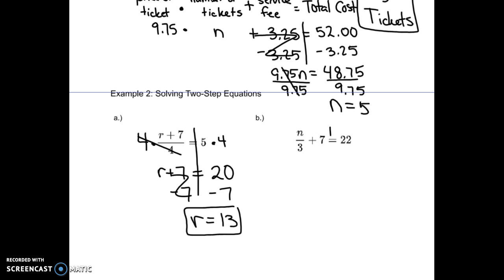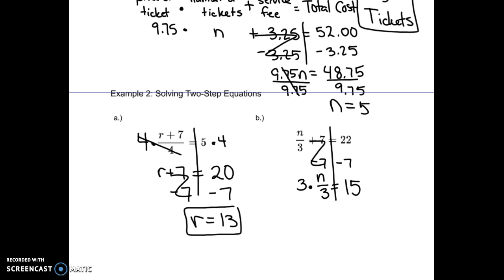Same thing for B. If I were to do this problem, the first thing I would do is divide by 3 and then add 7. So I work backwards, so I need to get rid of that add 7 first. So I'm going to subtract 7 from both sides. So I'm left with N over 3 is equal to 22 minus 7, which is 15.